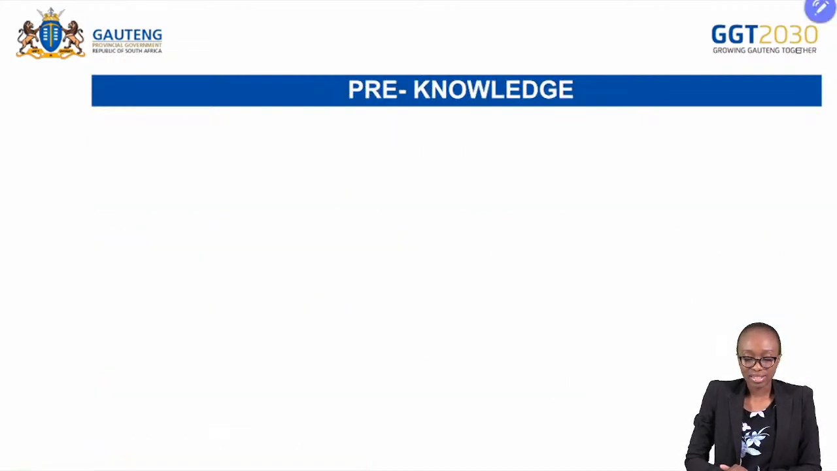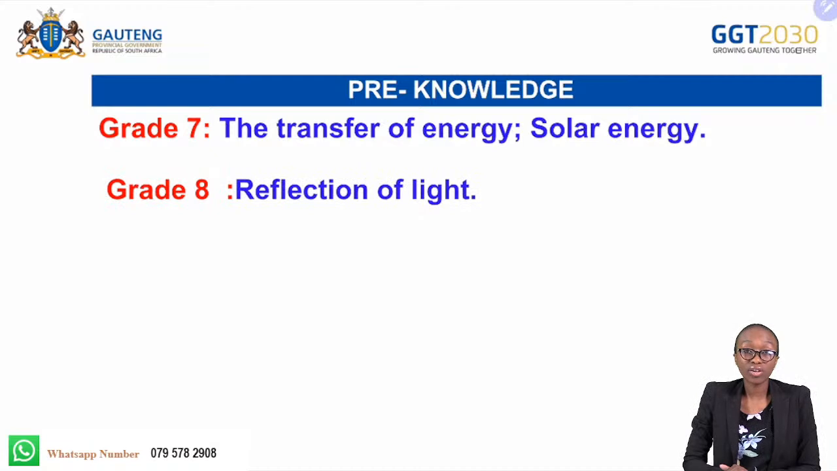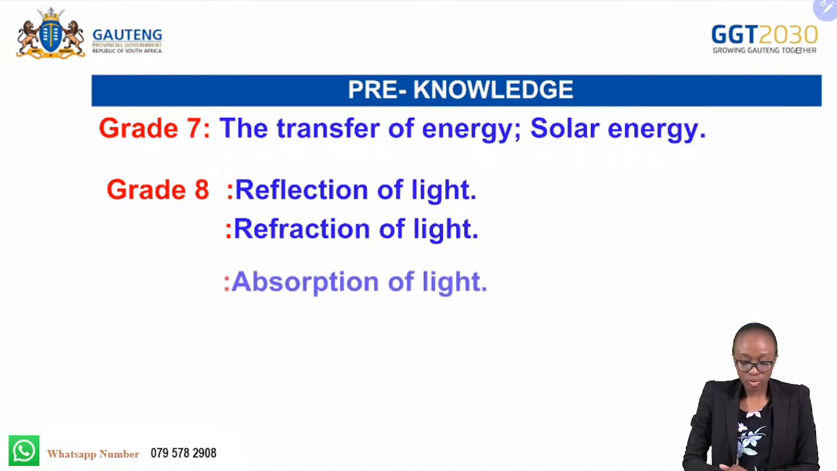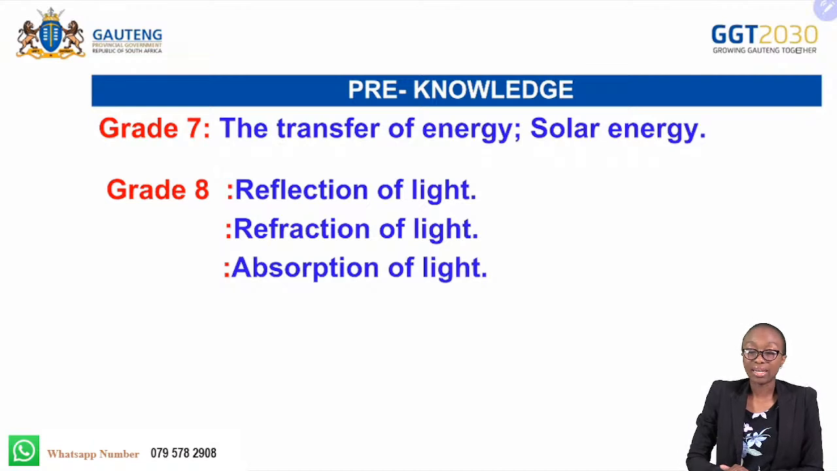All right, so now let's look at pre-knowledge. This is what we've done prior to today's lesson. In the 7th grade, we did the transfer of energy. We mainly focused on solar energy. And in the 8th grade, we've done the following. We've done reflection of light. We've done refraction of light, that's last week. And we've also done absorption of light. So that is the week before the last one.